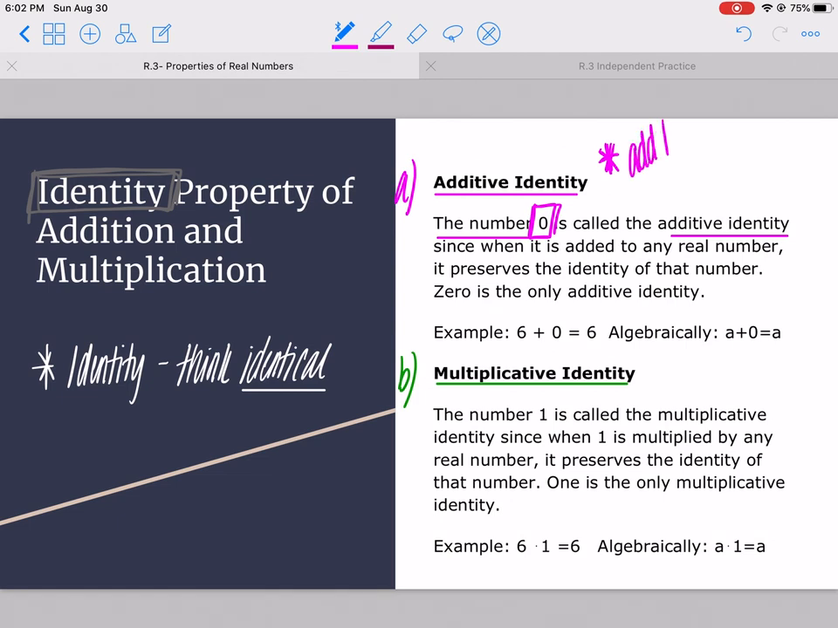Okay, so what we mean is the additive identity is what you have to add to a number to get the identical number. Okay, you have to add it to get itself. Well, 0 is the only number in the world that you can add to another number to get itself. So 6 plus 0 is 6. A number plus 0, any number plus 0, is that same number. Okay, so with the additive identity, think again, identical. If you're wanting to add a number and get the identical number you started with, the only number that does that is 0.